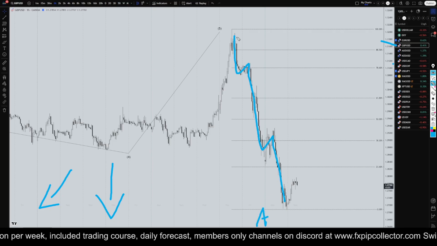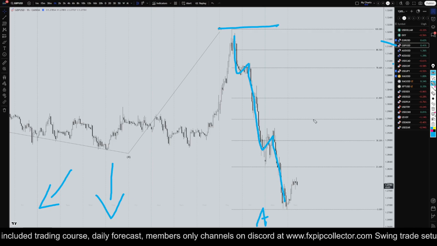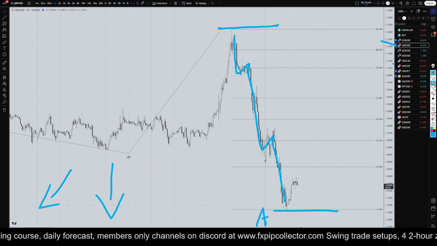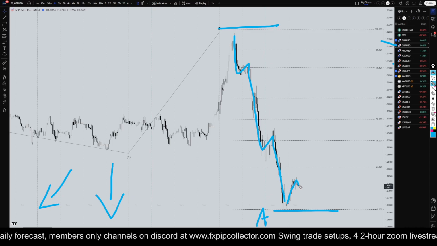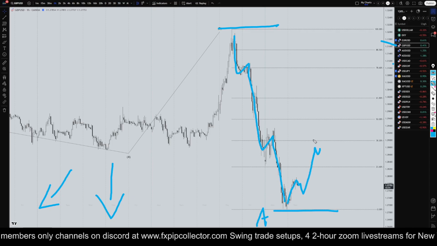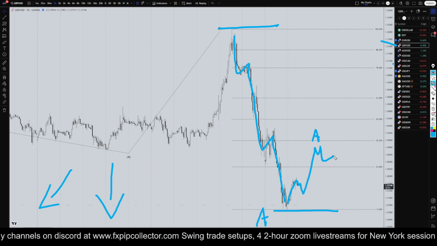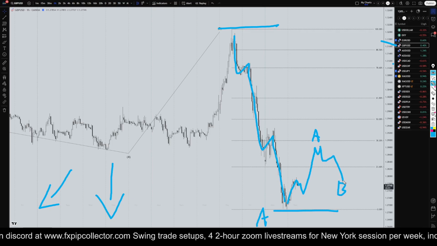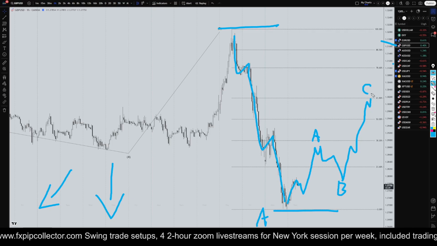If it does end the wave A, then most likely the next move would be a correction to the whole wave A. So if we get a correction to the whole wave A, I would probably expect to see something like this, probably a nice uptrend for an A or B, probably a correction to the A for the wave B, and then probably another push up for wave C.